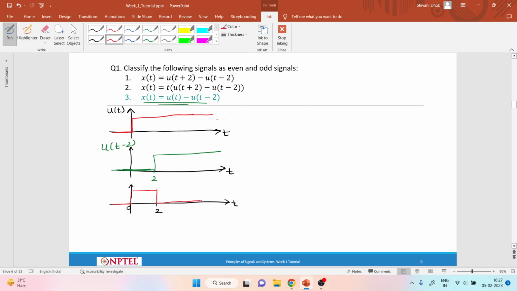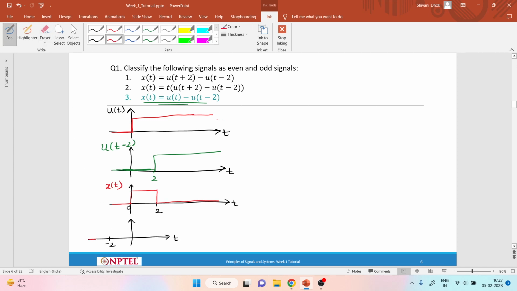And then it will be 0. So this is your x of t. So let us see if this follows any kind of symmetry or not. So let us try to see what is x of minus t. So x of minus t will be something like this. That is, whatever is available at 2, it will be available now at minus 2.